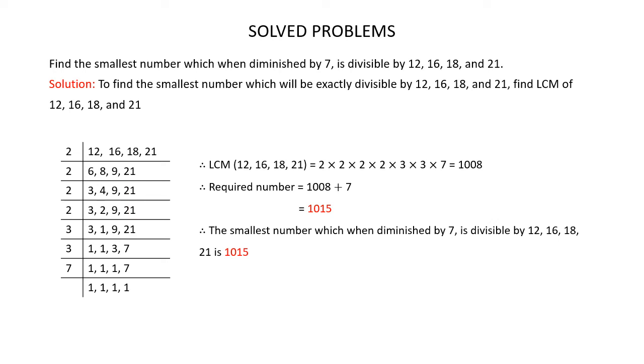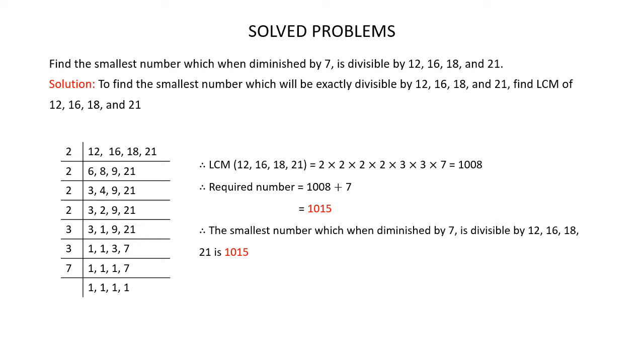Divide again by 2. Write 3 as it is in the next row. 2 divided by 2 is 1, write 1 in the next row. Write 9 and 21 as it is in the next row. Divide by 3. 3 divided by 3 is 1, write 1 in the next row. Write 1 as it is in the next row. 9 divided by 3 is 3, write 3 in the next row. 21 divided by 3 is 7, write 7 in the next row.